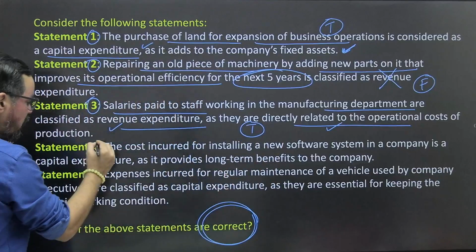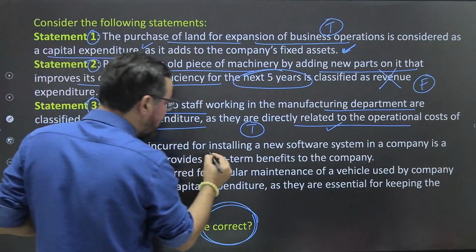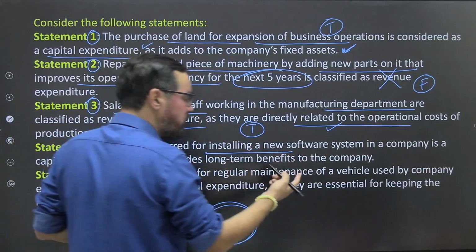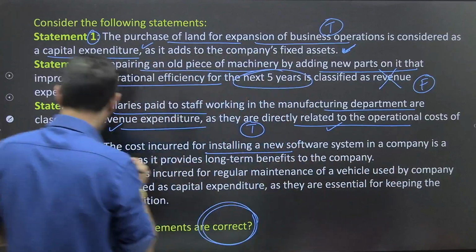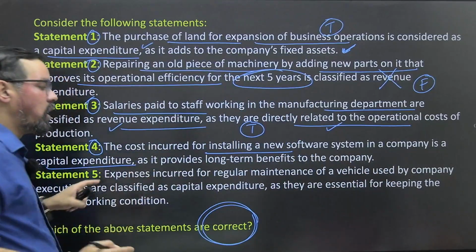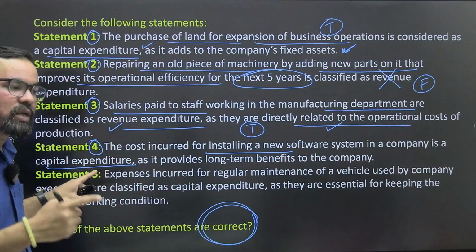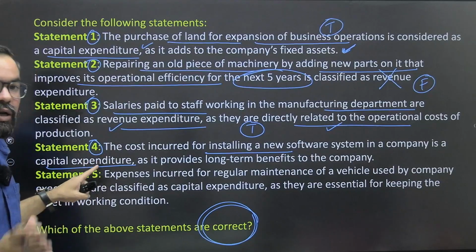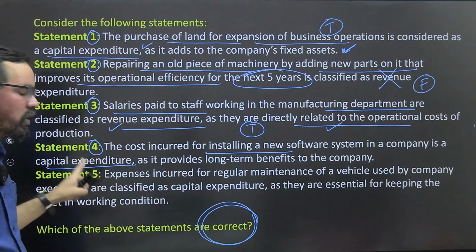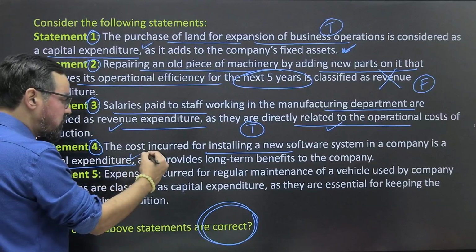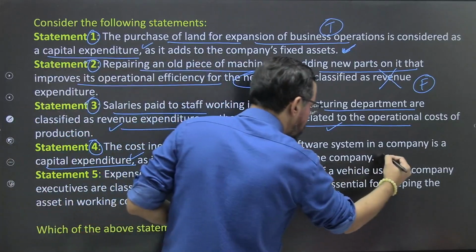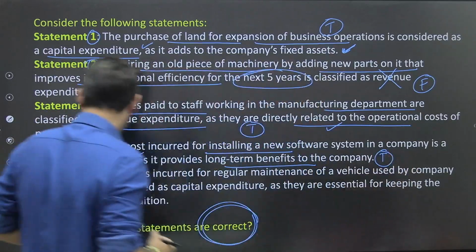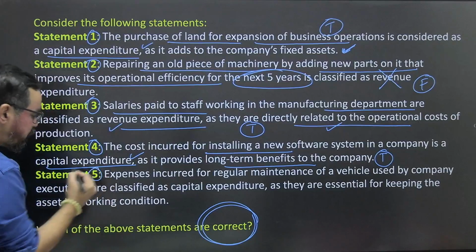Statement 4: the cost incurred for installation of a new software system in a company is capital expenditure. Purchase of software as well as installation of machinery as well as software, test run, all these types of costs are generally part of capital expenditure. So this is true, long-term benefits. So what will be your answer? True.